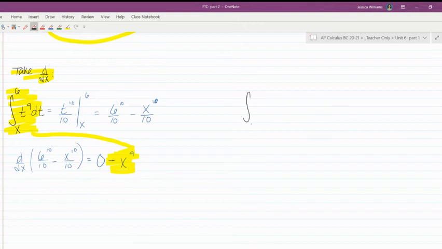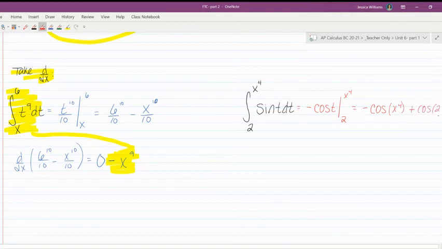What if I have the integral from 2 to x to the 4th, like something weird? How about sine? There, that's a good idea. I'm so smart. All right, what do you differentiate that gives you sine? Negative cosine. So if I get negative cosine of t from 2 to x to the 4th, and then I plug in, I'd have negative cosine of x to the 4th minus negative makes it a plus cosine of 2.